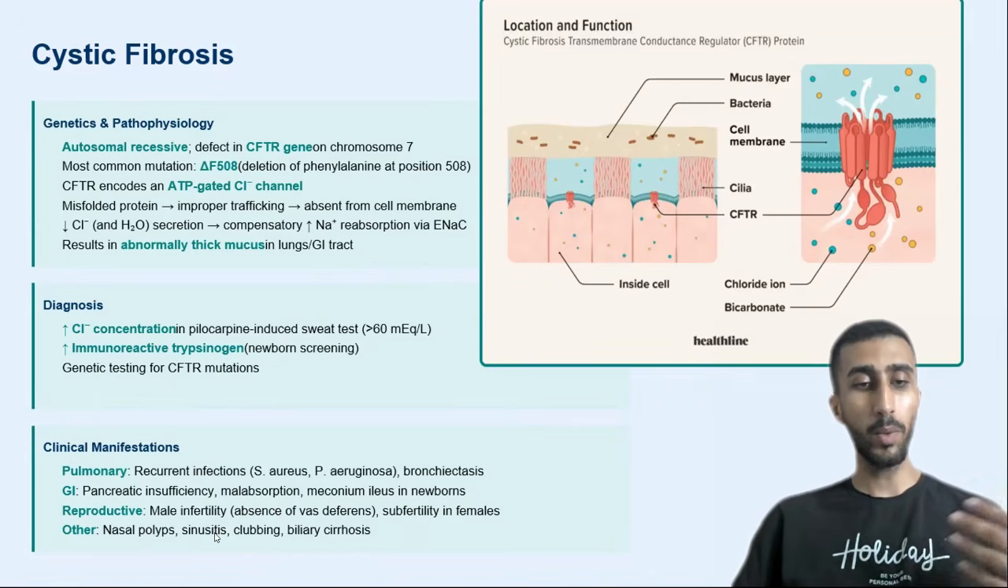These people may have nasal polyps, sinusitis, clubbing from hypoxia and recurrent infections, and bronchiectasis itself will cause clubbing, and biliary cirrhosis. So these are the clinical manifestations of cystic fibrosis.